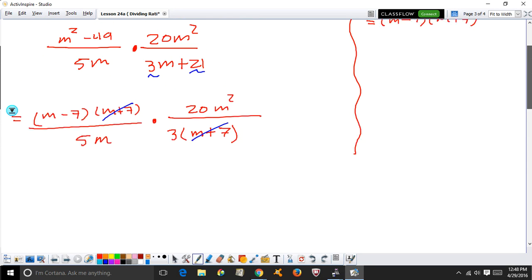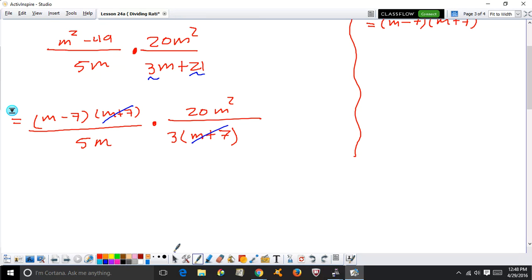Does anything else cancel out? Well, let's see. This m cancels out with one of these m's. So what else is here? No, nothing else cancels out. So let's just multiply top, top, bottom, bottom. So m minus 7 times 20, that's 20 times m minus 7. Denominator, 5 times 3, that's 15.